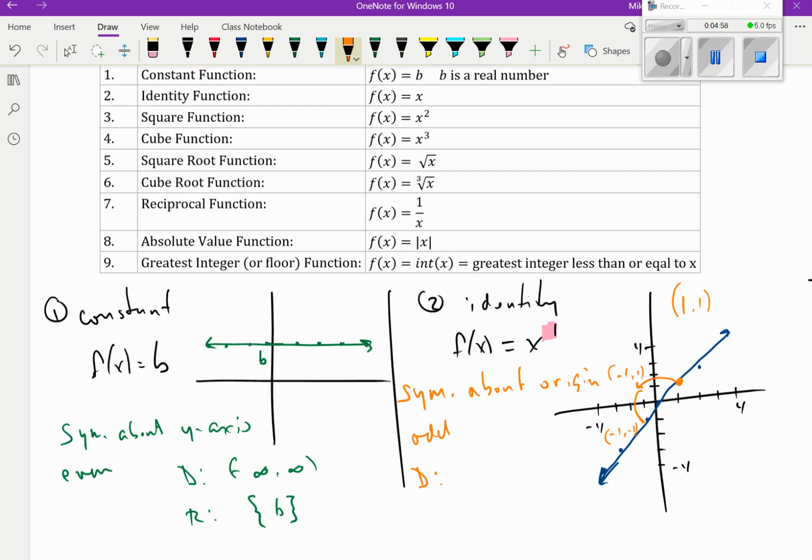And let's see, my domain, there's no restrictions I have to be concerned about. I don't have a square root. I'm not divided by anything. So my domain is all real numbers. In my range here, if I take a look at how high and low this graph goes, it goes down to negative infinity, goes up to positive infinity, and so this is all real numbers as well.